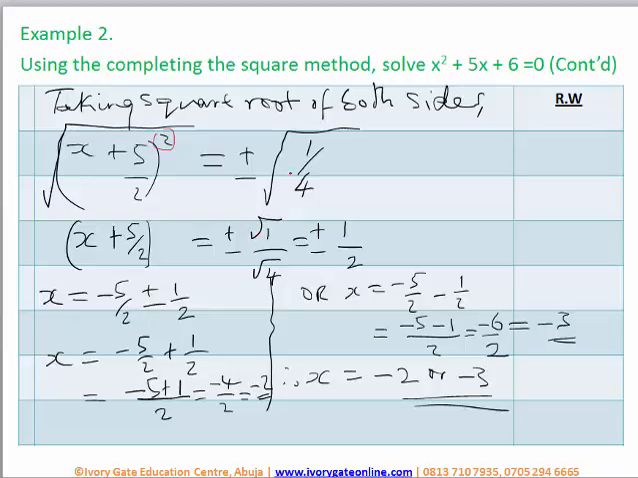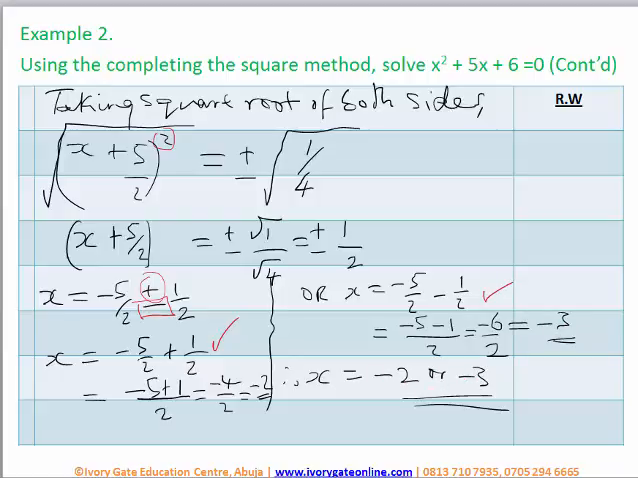Then we have the square root of 1 over 4, which is the same thing as the square root of 1 divided by the square root of 4. This gives us plus or minus. The square root of 1 is 1. The square root of 4 is 2. So with this, we now have an option of x is equal to minus 5 over 2 plus 1 over 2, which is one option, or x is equal to minus 5 over 2 minus 1 over 2, which is this other option. Okay, simplifying this, we have x is equal to minus 2. Then simplifying this other side, we have x is equal to minus 3, giving us that x is equal to minus 2 or minus 3.